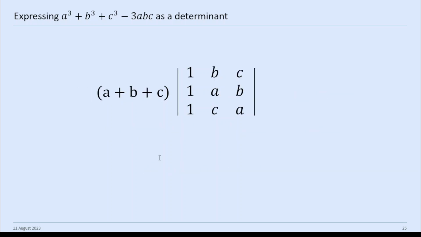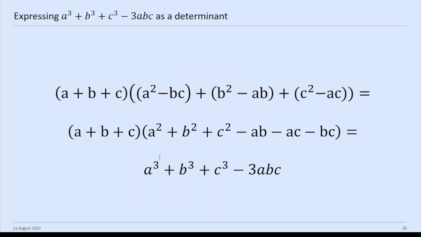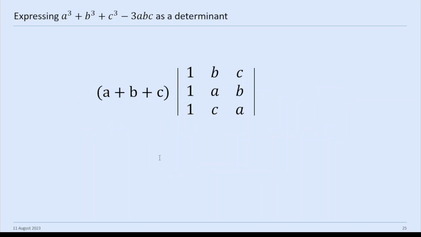And then we calculate the remaining determinant, which you will find is A squared plus B squared plus C squared minus AB minus AC minus BC. So there's a pretty quick way about determinants.